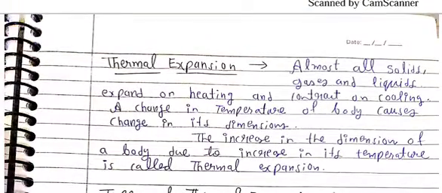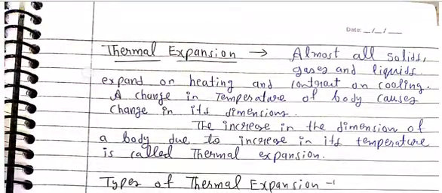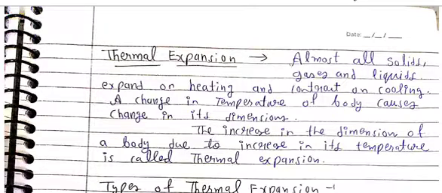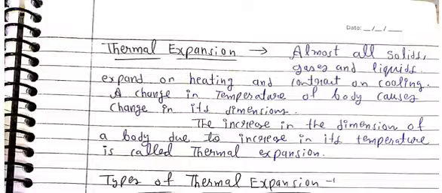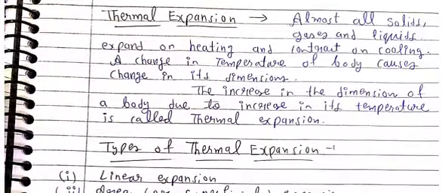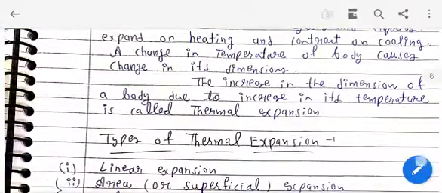So this is the property of objects, that when we heat them, they expand, and when we decrease their temperature or cool them, they contract. So the change in temperature of a body causes a change in its dimensions. The increase in the dimension of a body due to an increase in temperature is called thermal expansion.